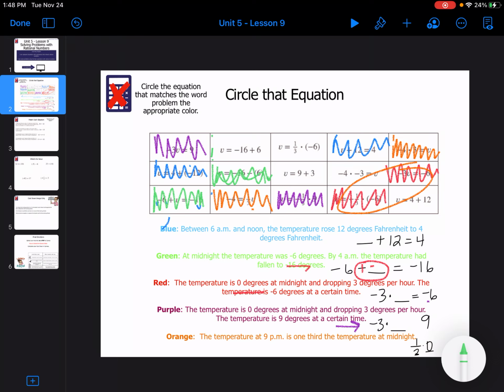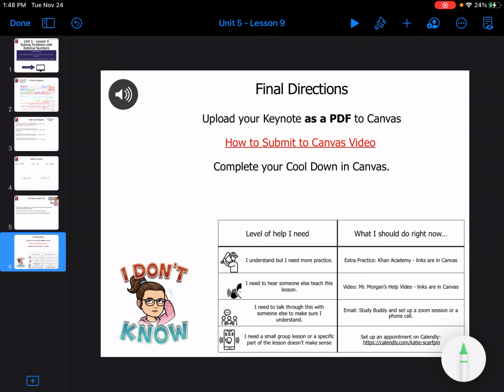And if you noticed, I changed my mind a lot because I was trying to think, okay, what's really happening here? And that's what you need to be doing, is thinking what's happening here. If you're having trouble with that, meet me on Calendly and I'll be glad to work with you. I meet with people on Mondays, Tuesdays, and Wednesdays.